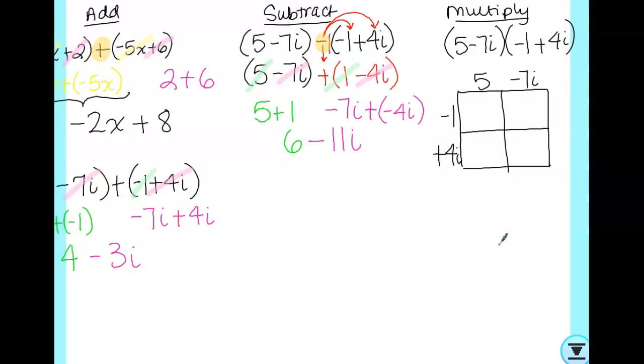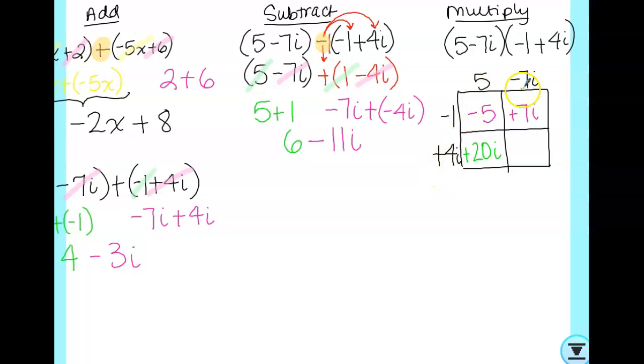And then just like your Punnett squares in biology, you're going to do the same thing. You're going to multiply. So you're going to take this and multiply it times everything up here. So negative 1 times 5 is negative 5. And negative 1 times negative 7i is positive 7i, and I recommend putting the signs in with that. That will be very helpful. And then we're going to do the same thing with the bottom number. So 4i times positive 5 is positive 20i.